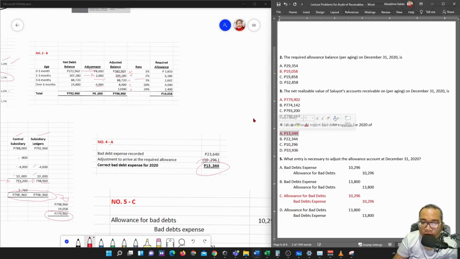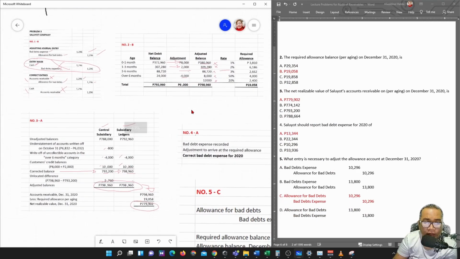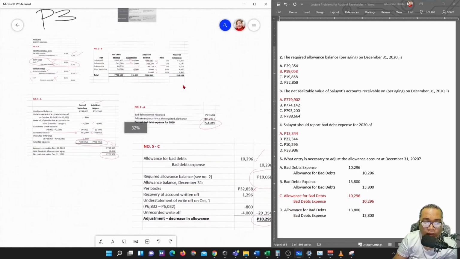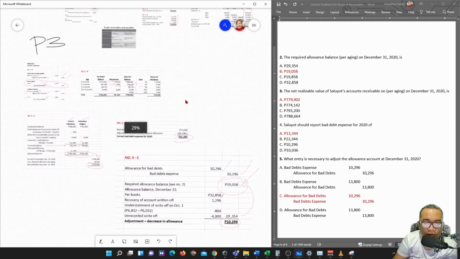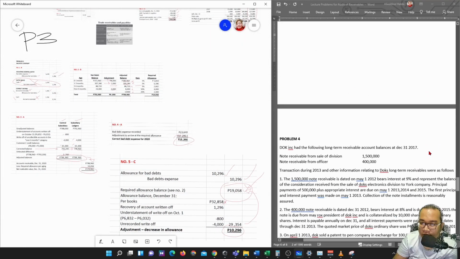Di ba? Huwag kalimutan ang natutunan sa FAR kasi nagagamit talaga yan pagdating dito sa odd probs. Nagagamit talaga sa odd probs. So with that, let's proceed to number 4.